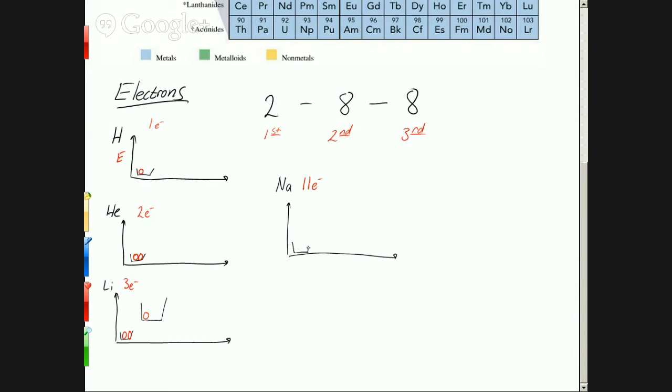So we'll set up our buckets again. There's our 2 and there's our 8. So 1, 2, 3, 4, 5, 6, 7, 8, 9, 10. And we need another bucket for one more. So the third is going to be even higher energy. We'll put our last electron in there.